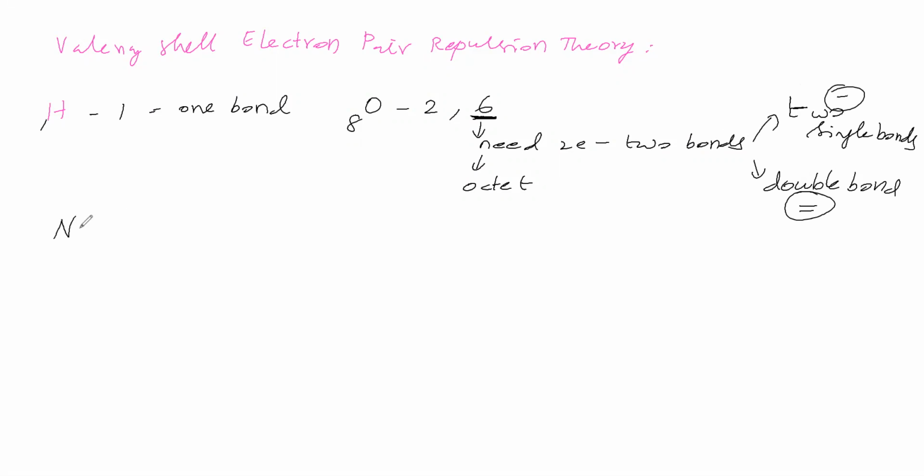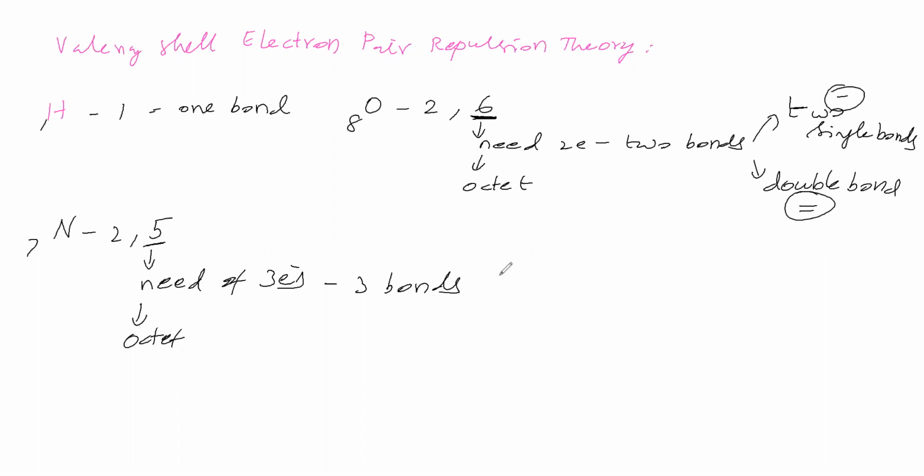Now, if we take nitrogen, its atomic number is 7, therefore its configuration is 2,5. The outermost shell contains 5 electrons. Therefore, it needs 3 electrons to get an octet, so normally it will form 3 bonds.